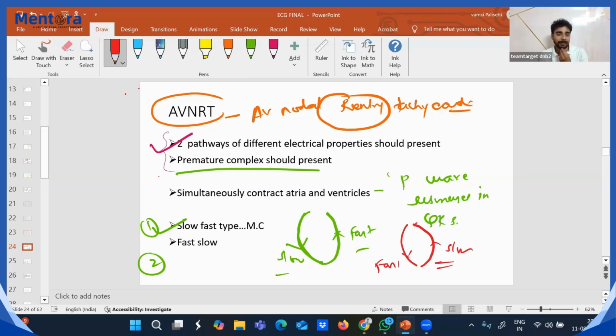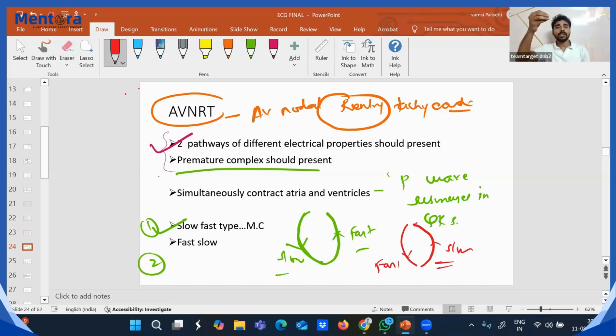Right? Am I clear? Right? Let me repeat again. So AV nodal re-entry tachycardia, for the re-entry phenomenon to happen, you need to have two circuits of two different electrical properties. One is a fast pathway, the other is a slow pathway. So normally in individuals, whenever an impulse comes, the impulse goes to the fast pathway and excites the ventricle. It cannot go to the slow pathway because it's in the repolarization state. But in this state, if some premature complex has come, this premature complex will reach the slow pathway and enter into the fast pathway, creating a re-entry circuit and simultaneously exciting atria and ventricle. So therefore, there cannot be a P wave. It is submerged in the QRS complex.